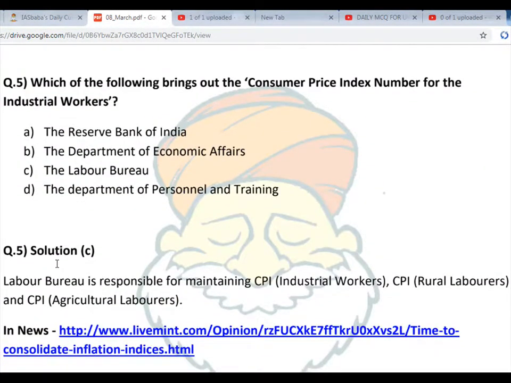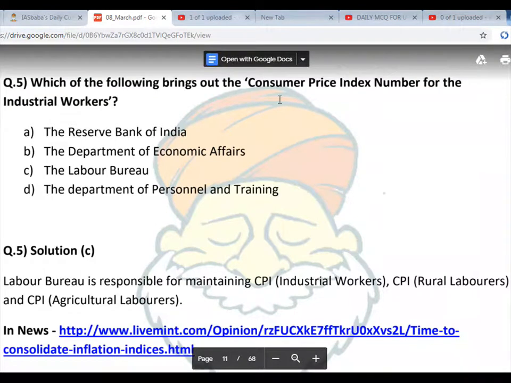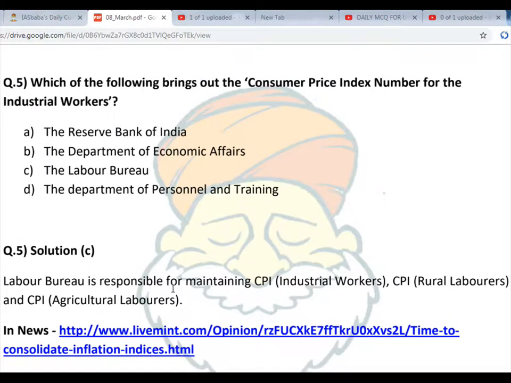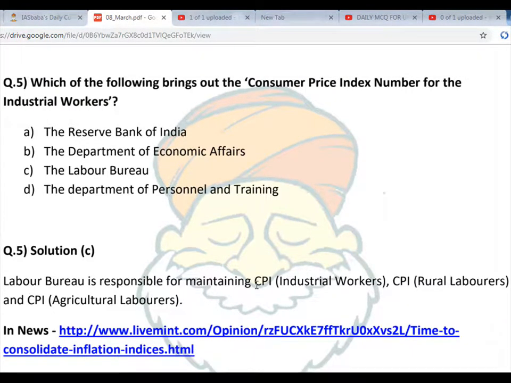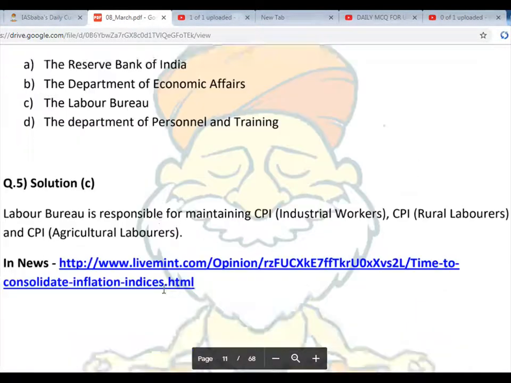Which of the following brings out the consumer price index number for the industrial workers? The Labour Bureau. The Labour Bureau is responsible for maintaining the CPI for industrial workers, rural laborers and agricultural laborers.